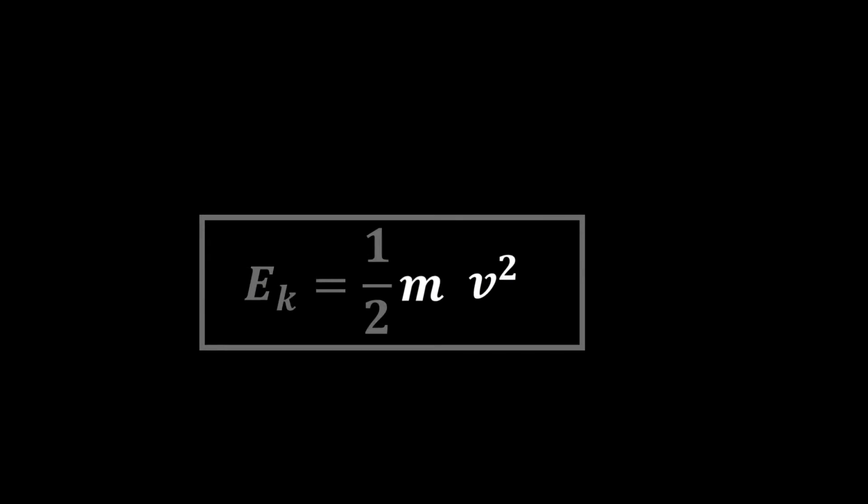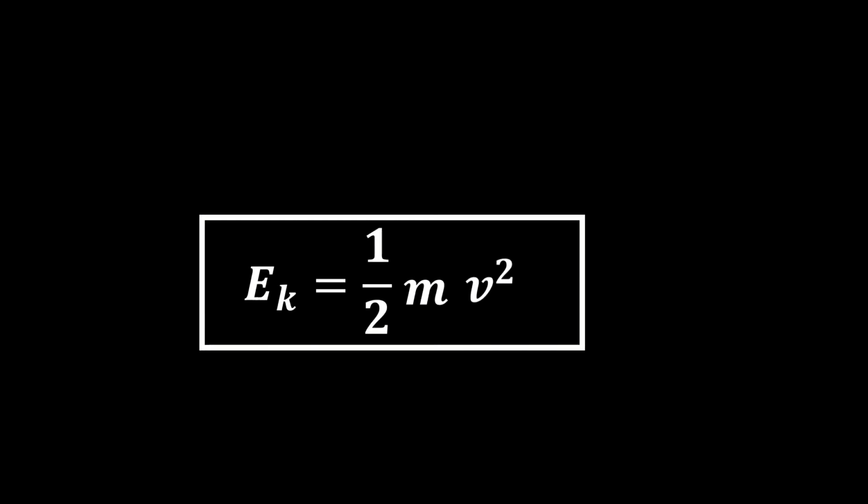Now kinetic energy depends on two factors, mass and velocity. Involving these two factors, we can write an equation to calculate kinetic energy: kinetic energy is equal to half mv squared. Now let's solve some problems.